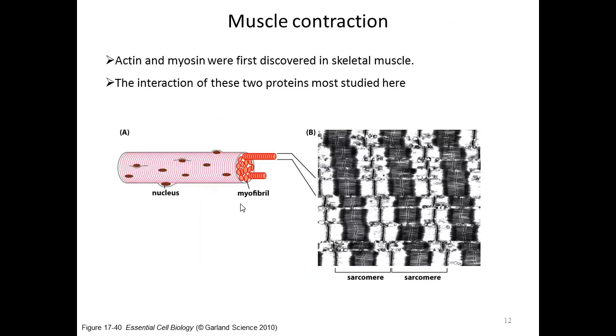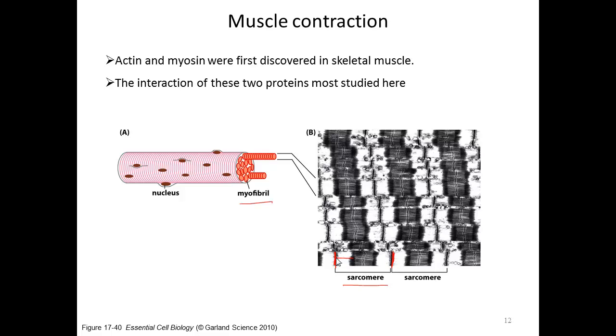Actin and myosin are organized into myofibrils, sometimes called muscle fibers. These are actually large multinucleate cells, and they're arranged in sarcomere subunits. Here, we'll see this later, but these are the Z discs. These are the sort of anchorage points of the muscle.